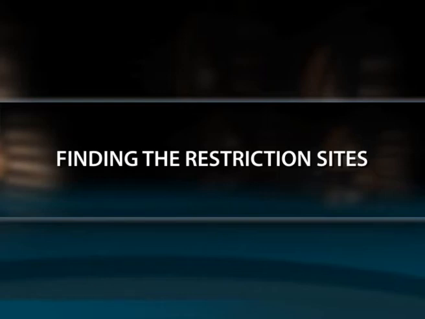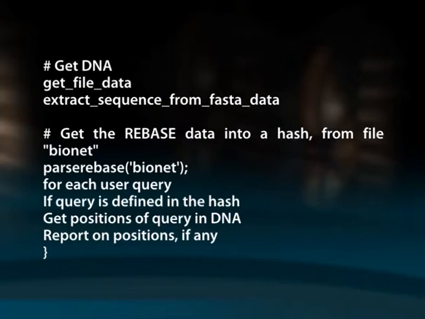Finding the restriction sites. Now we are going to write a main program and see our code in action. Let's start with the pseudocode as usual to see what still needs to be done. First we want to get DNA. For this we use get file data and extract sequence from FASTA data. Then get the rebase data into a hash from the file BI-102. For this we use the parse rebase function with BI-102.